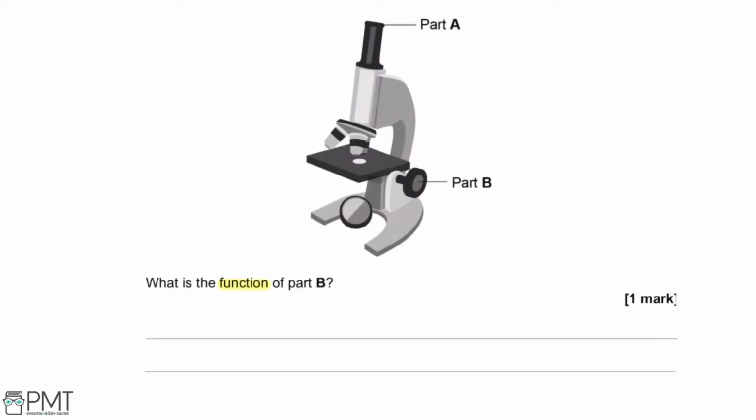What is the function of part B? And this question is worth 1 mark. So part B can be twisted and it adjusts the position of the stage. And the reason for this is that it allows you to focus the image.